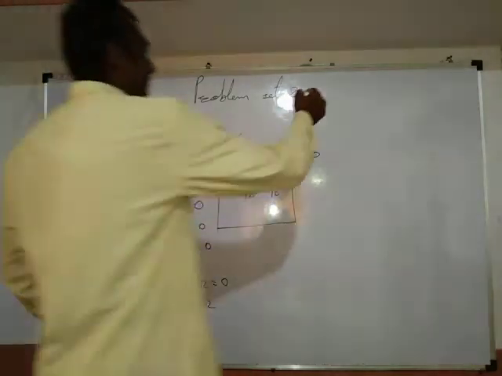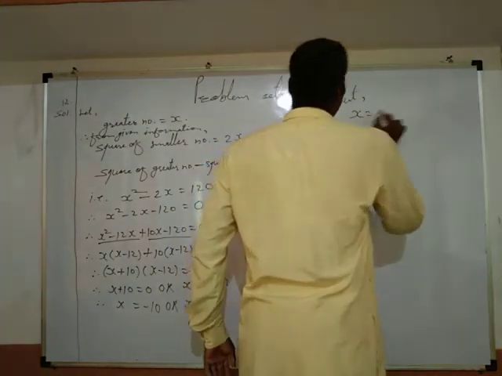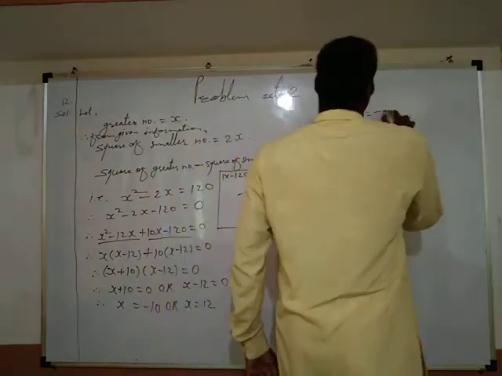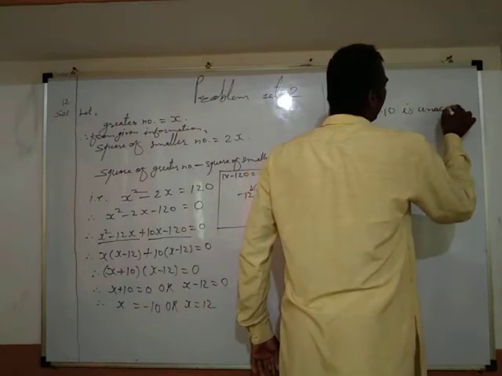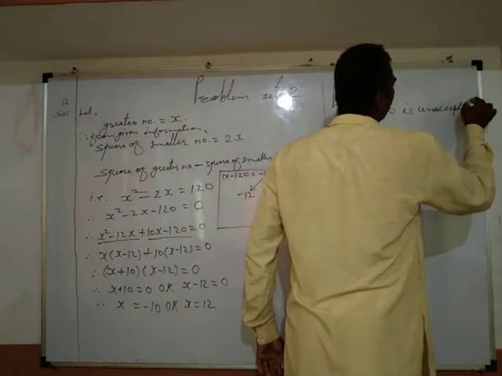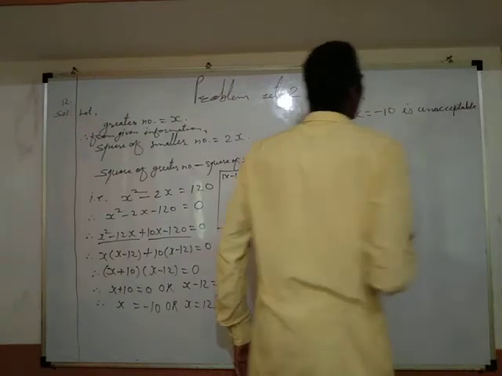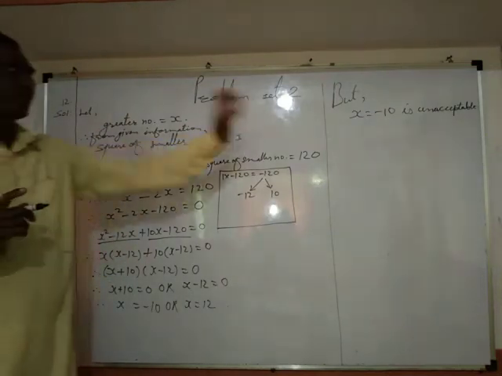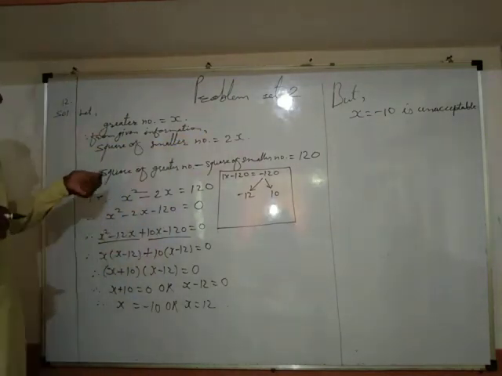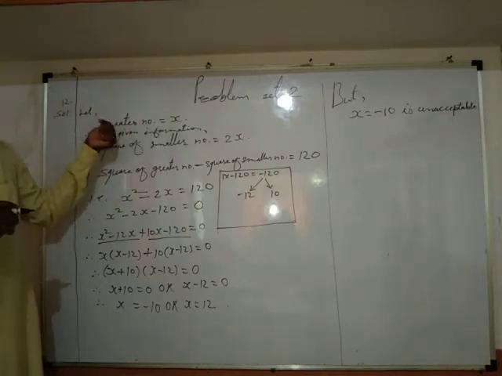But x equals minus 10 is unacceptable. Okay, let's discuss why it is unacceptable. If we consider x as minus 10, then what will happen? X is the greater number.